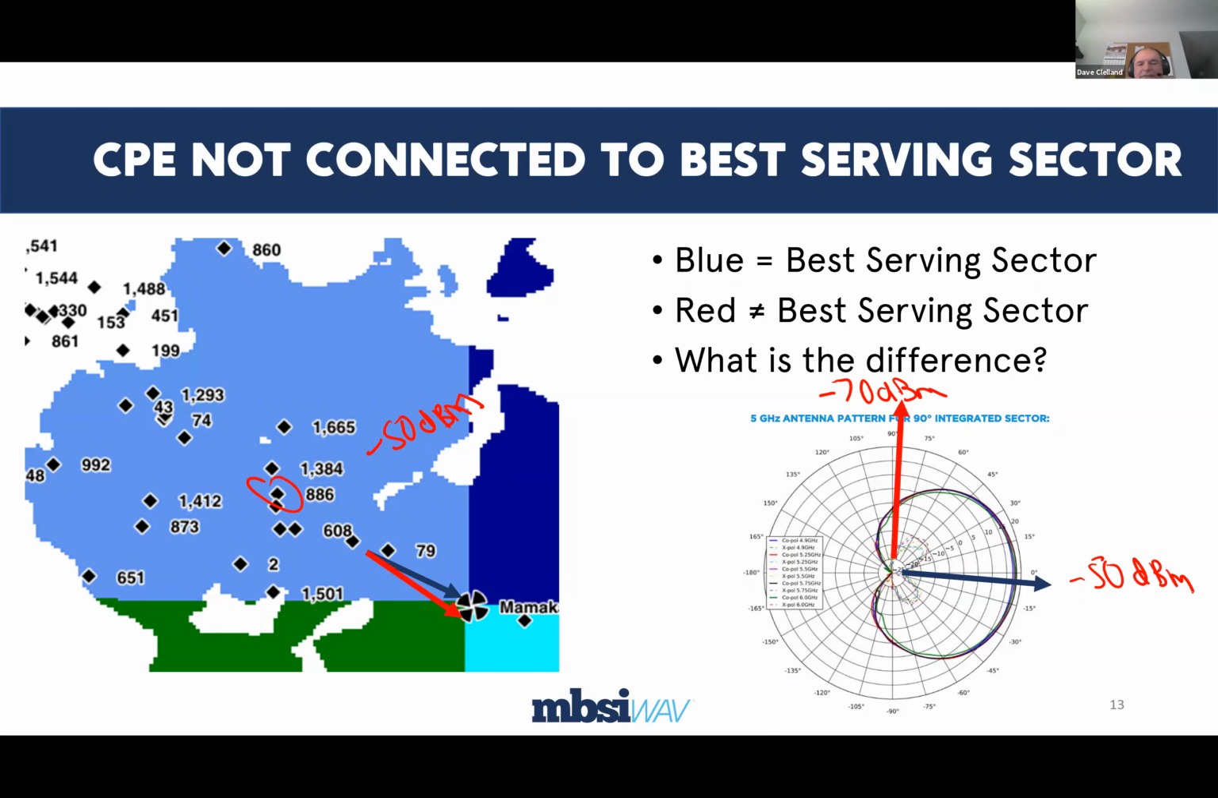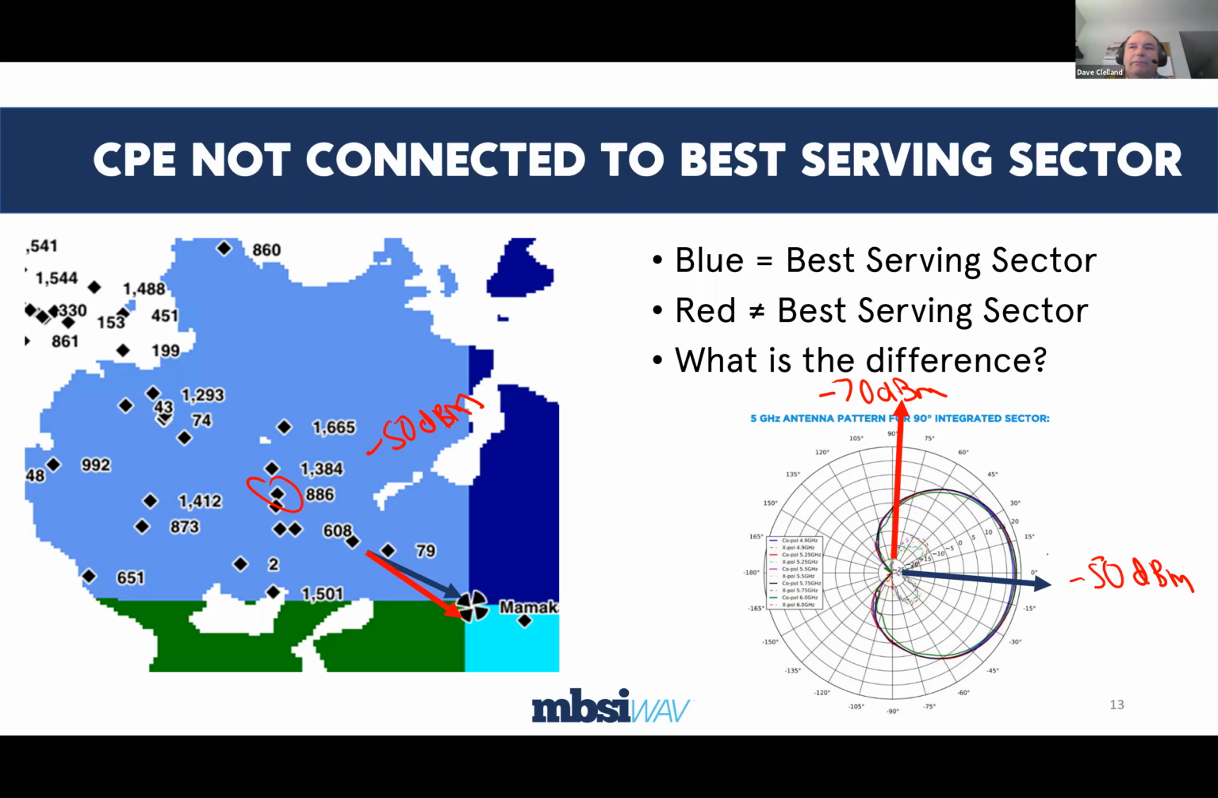Can he connect at -70 and work perfectly fine? Sure can. -70 is not so bad at all. And so he could connect to the wrong sector and stay there. What else happens in here? Well, all right.